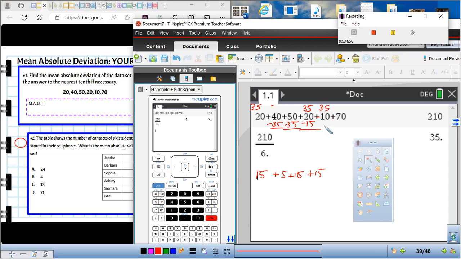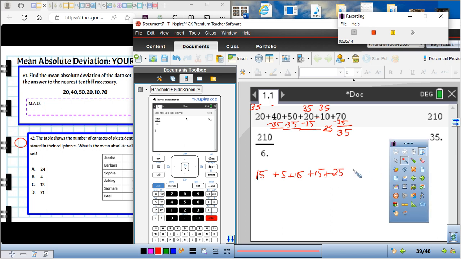35 minus 10 will be 25. 70 minus 35 would again be 35. 25 here. And then 35. So I'm going to add all these numbers up. And since I kind of messed up.